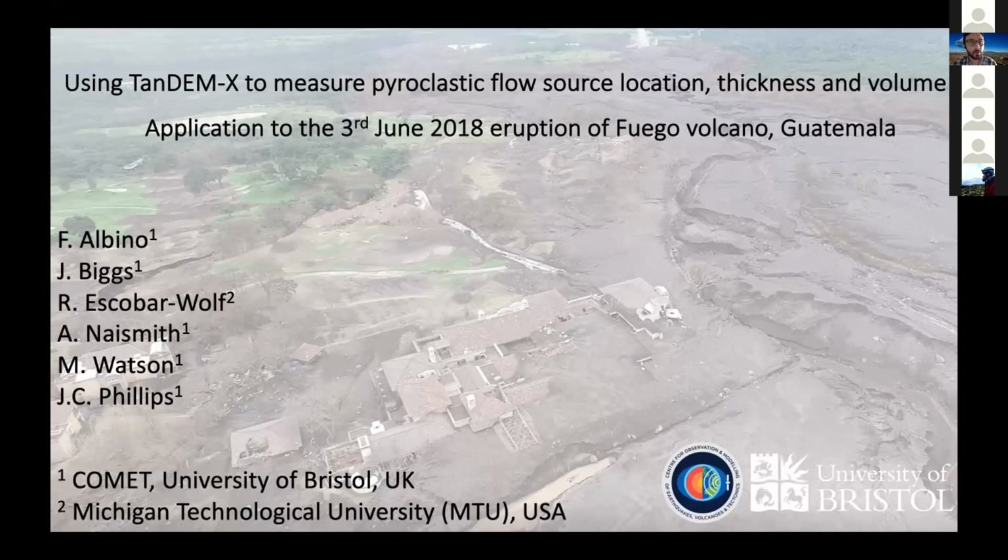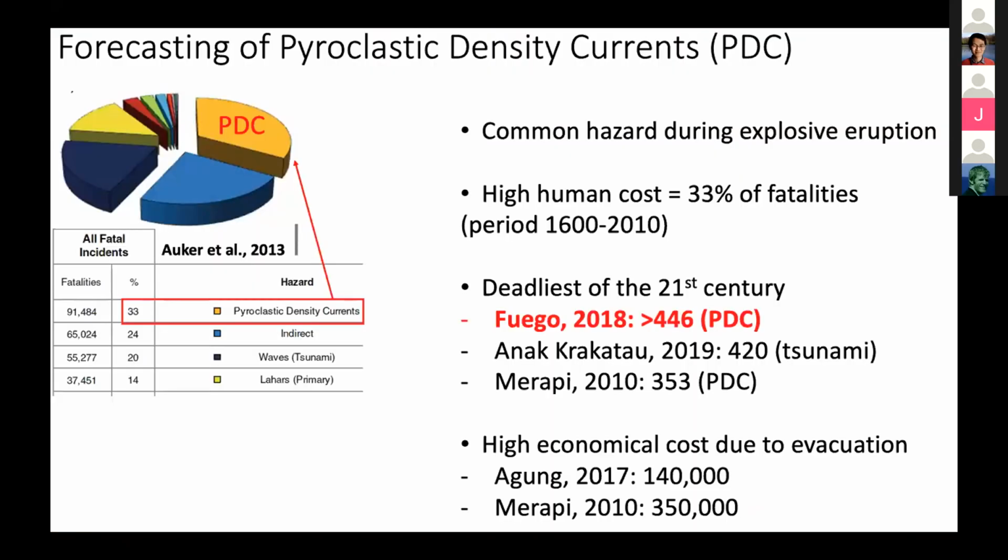And as you may know, Bristol has been engaged in working on Fuego volcano for a long time now, with Matt Watson and others. So today I'm going to present why it's important to forecast and study pyroclastic density currents. First, it's a common hazard during explosive eruptions, and it also has a high human cost. You can see here that it accounts for 33% of fatalities related to volcanic eruptions.